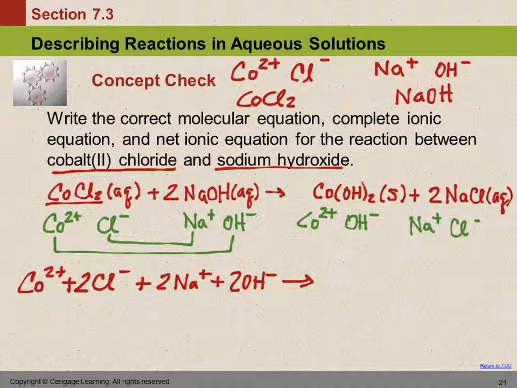The cobalt hydroxide is a solid. That means it's sitting at the bottom of the beaker. It's not floating around, and so we just copy that one down as is. And then the sodium chloride at the end is aqueous, and so we write that as individual ions.